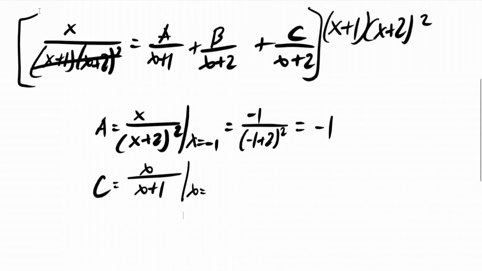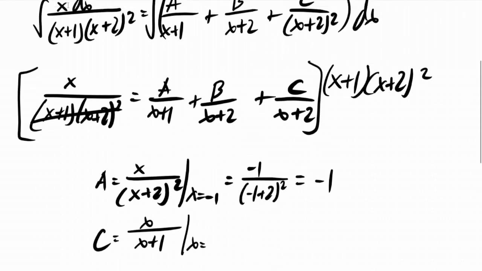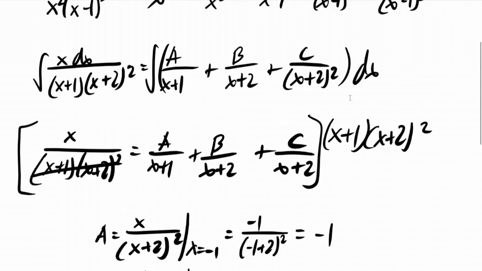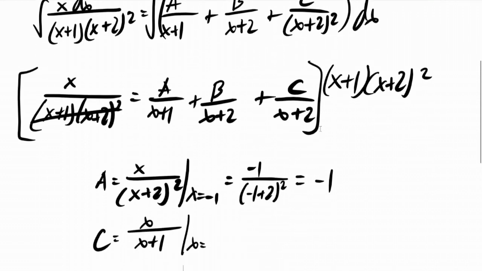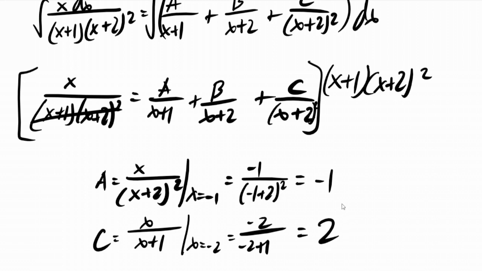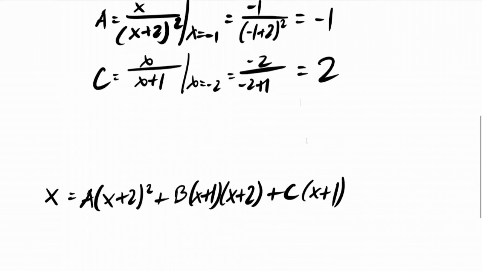We need something so that it will result to 0. So this is also negative 2. So substitute negative 2 with x. This equals 2. So from this standard form for the substitution method, a is negative 1 and c is 2. So this will make it easier.